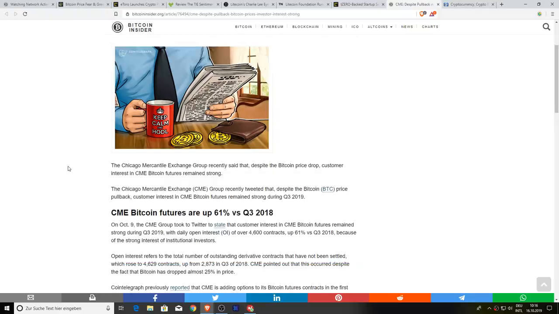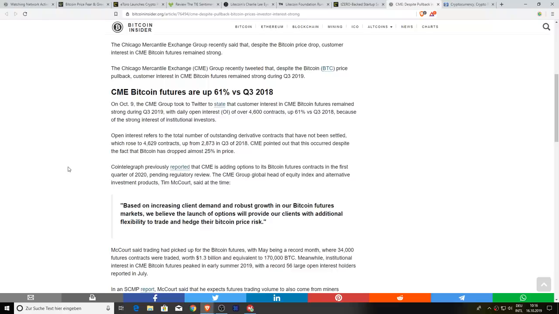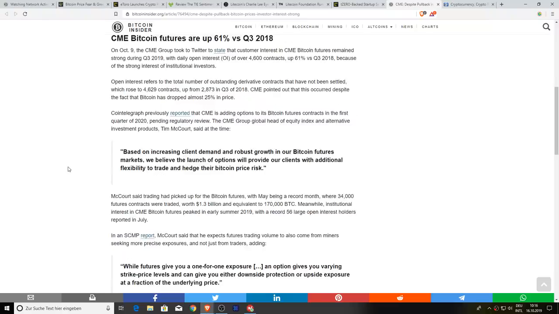Open interest refers to the total number of outstanding derivative contracts that have not yet been settled, which rose to 4,600 contracts, up from 2,080 at the same time last year. CME pointed out that this occurred despite the fact that Bitcoin has dropped almost 25% in price. It kind of echoes what we had from, who are they? From the people from Bakkt, who announced that, I mean, we even had the chart a couple days ago as well, where they were showing the growth rate of their futures over the last couple of weeks, despite Bitcoin's price actually pulling back.